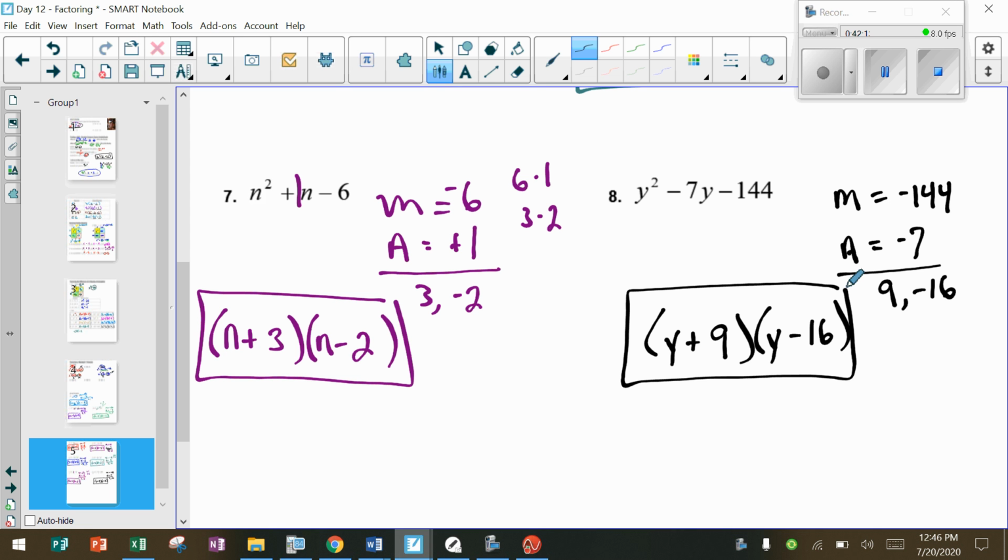And we are done. Sorry this was so long, but factoring is one of those tricky things that there's a lot of different types of factoring to do.